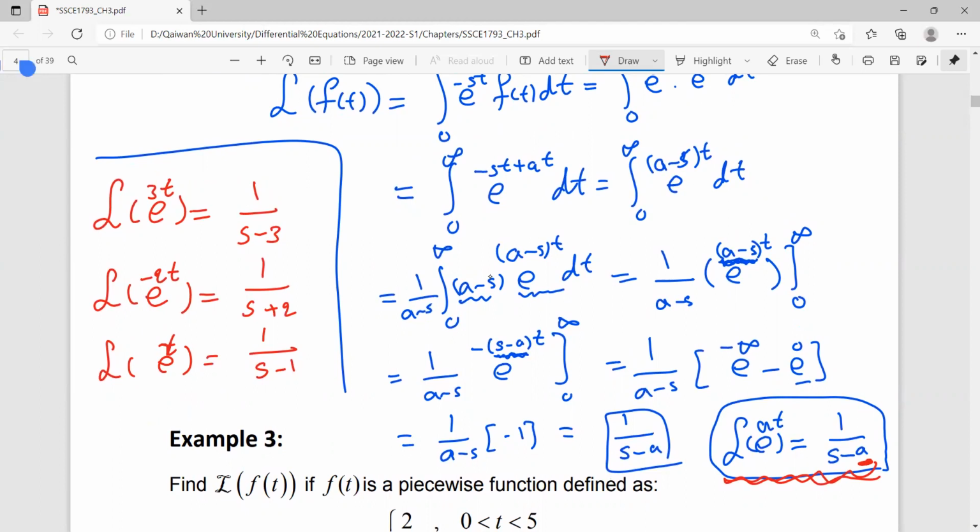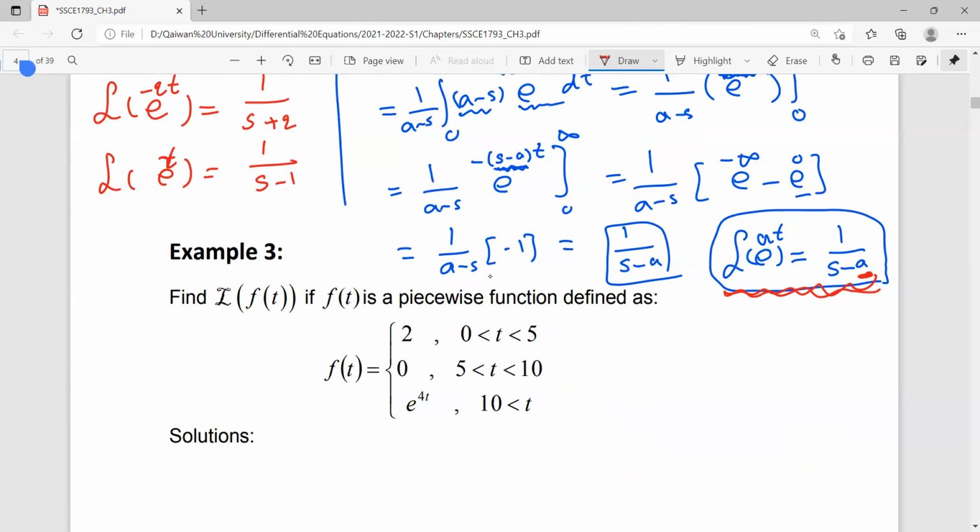And now we have another example. It's about a piecewise function. It says find the Laplace transform. When you see this sign, it means the Laplace transform of f of t, if f of t is this piecewise function.